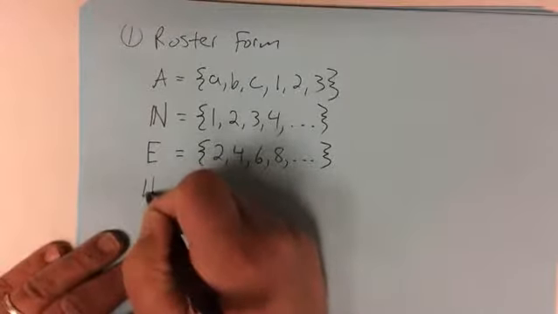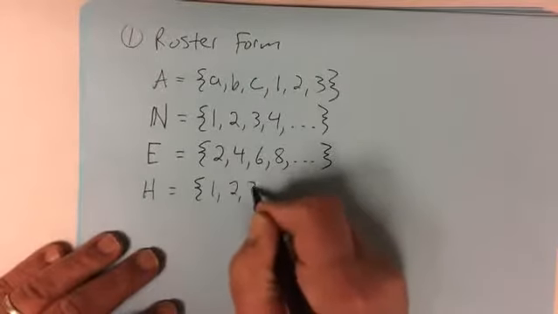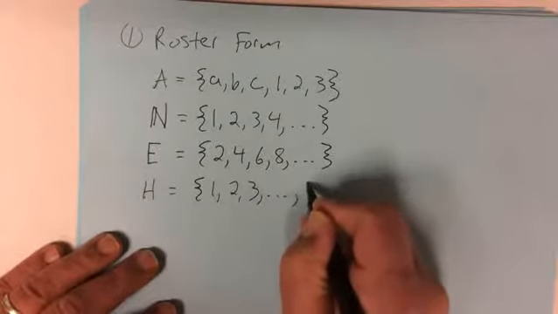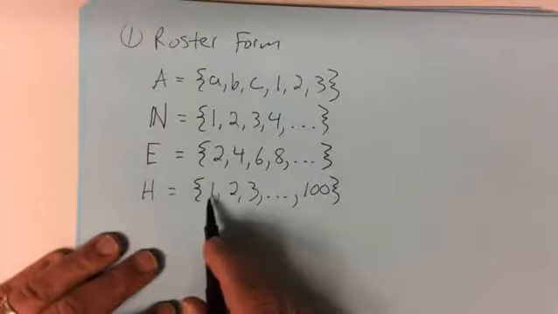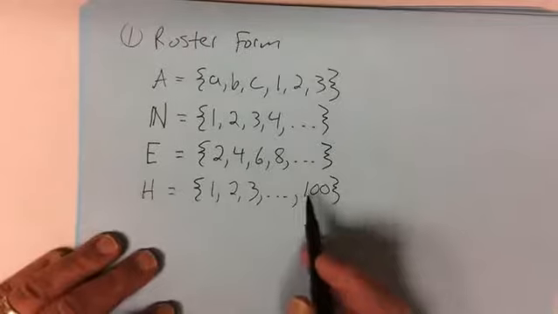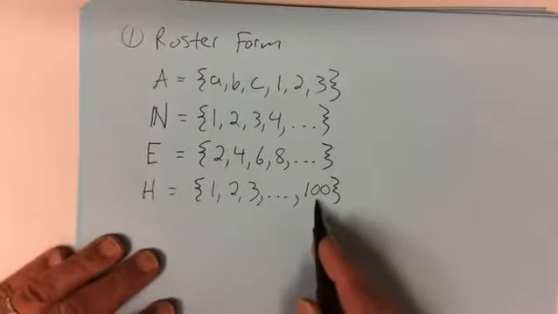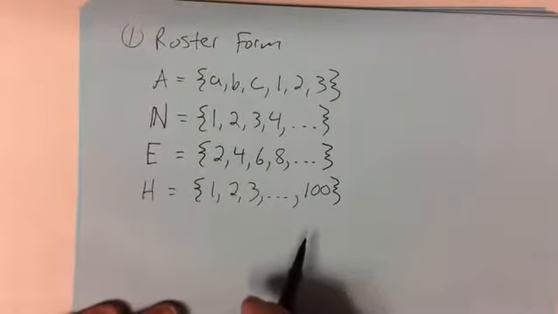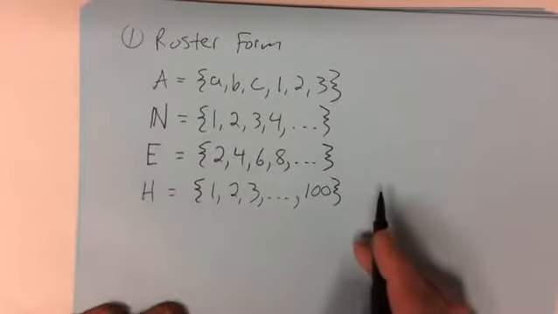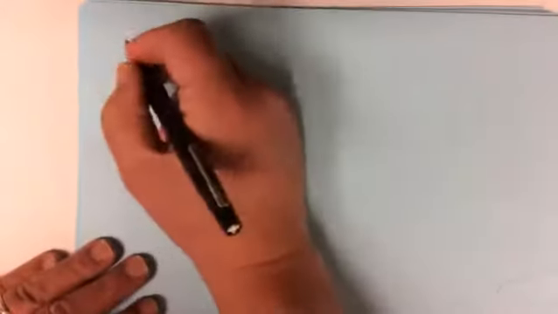Another thing you could do, I could let set H be the set 1, 2, 3, dot, dot, dot, and then stop at 100. Okay, so now this would be the set of numbers 1 to 100. And it's not an infinite set anymore because I put a cap on the end there. And so you go 1, 2, 3, and so on until you get to 100. Okay, so this is known as roster form. Now, a second way you can describe a set is using a description.